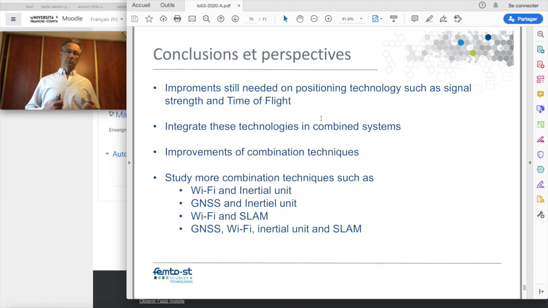There are also a lot of improvements to be done in combining at least 2 solutions, one for outside and one for inside. And probably we also need to do additional work on the combination of Wi-Fi with inertial unit, or GNSS with inertial unit, or Wi-Fi with SLAM, etc.